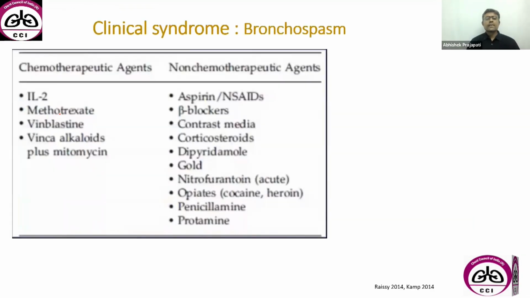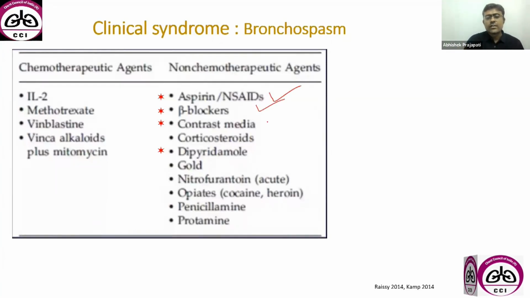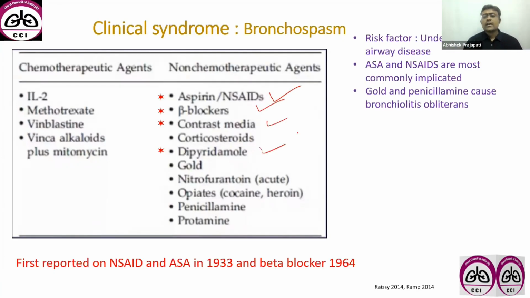So another clinical syndrome is bronchospasm. These are the drugs which can lead to this bronchospasm type of injury. These are the most common ones we all know: aspirin and beta blockers, contrast media, and dipyridamole. The risk factors, we know, it was first reported with NSAIDs and aspirin in 1933 and beta blockers in 1964. So the most common risk factor is underlying reactive airway disease.